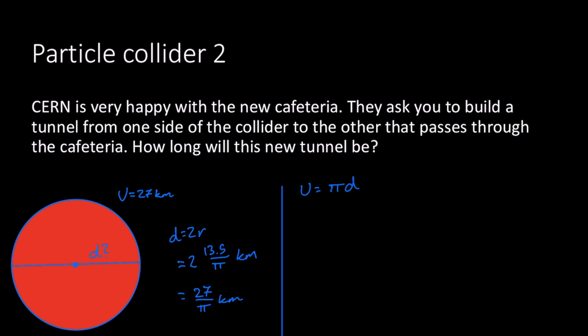And we know that the circumference is 27, so 27 is equal to pi times d. We want to get rid of a whole number, so we divide, and then we get d equals 27 over pi. Okay, particle collider 3. Now CERN wants to dig out the collider, so how big is the hole? What they want us to calculate is basically the area that this red part covers.